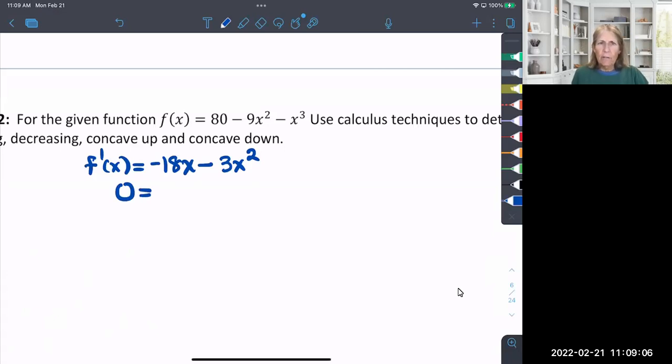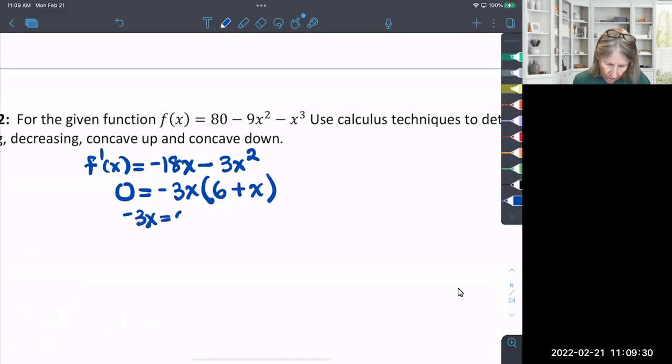So let's factor. How about we take out a -3 and an x? And when I do that, let's see, divide in there, it'll be 6. This will turn into plus x. Okay, make sure I did that right. Yeah, 6 plus x. Yeah, looks good. Okay, so now let's set each of these equal to 0. So -3x, if you set that equal to 0, is just going to give 0. And if we take 6 plus x and set that equal to 0, we should get x is -6.